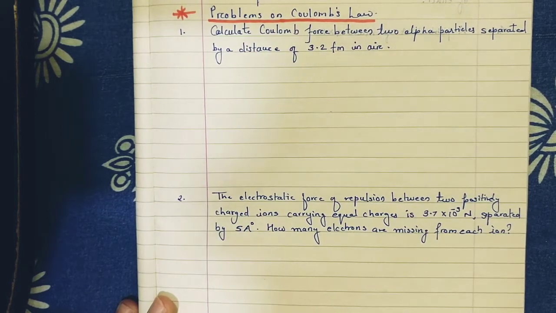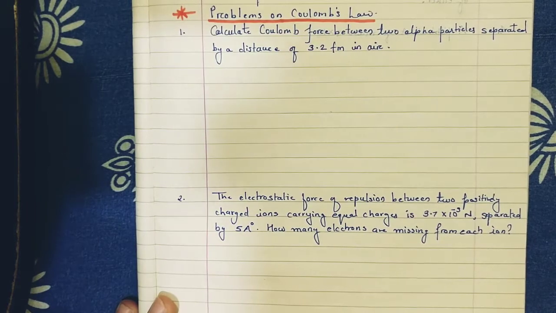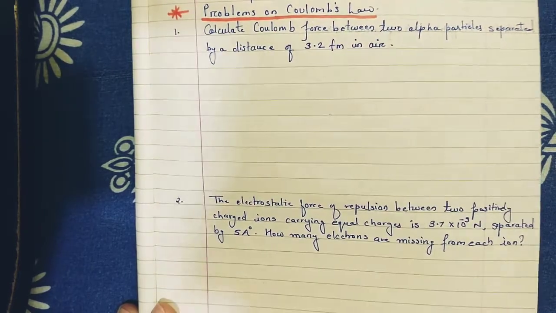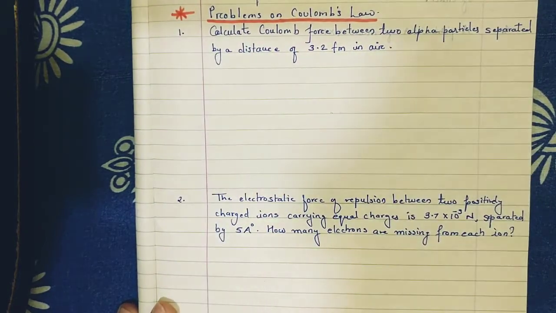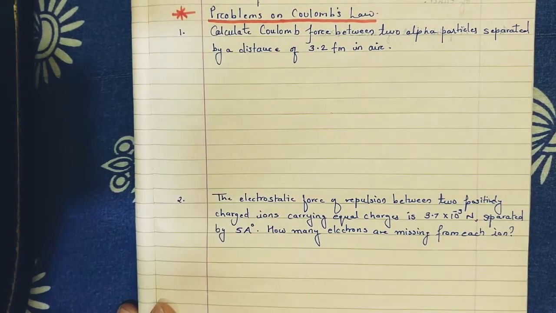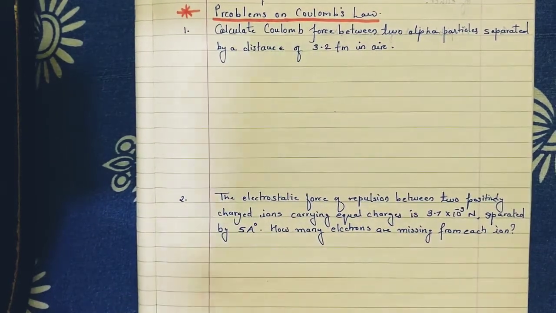So the expression for Coulomb's law we have already studied is F is equal to 1 upon 4 pi epsilon naught Q1 Q2 upon R square, where Q1 and Q2 are the two charges and R is the distance of separation between them. Let us see the first very simple question based on this Coulomb's law.